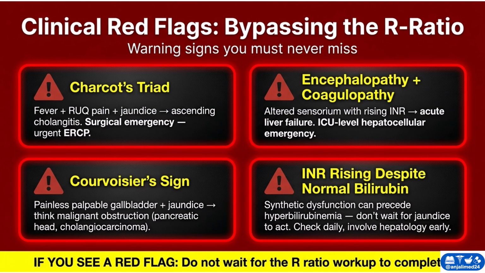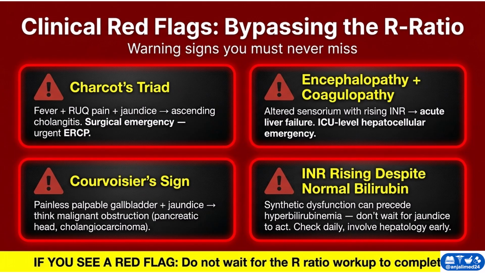The third warning sign is Courvoisier's sign, a painless, enlarged, palpable gallbladder associated with jaundice. Unlike gallstones, these findings strongly suggest a malignant biliary obstruction, such as carcinoma of the pancreatic head or cholangiocarcinoma. These patients require urgent imaging and specialized evaluation.